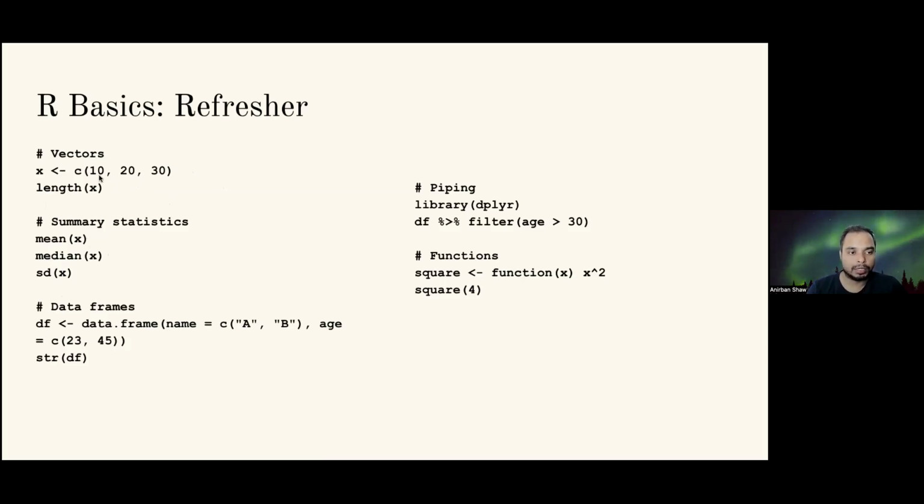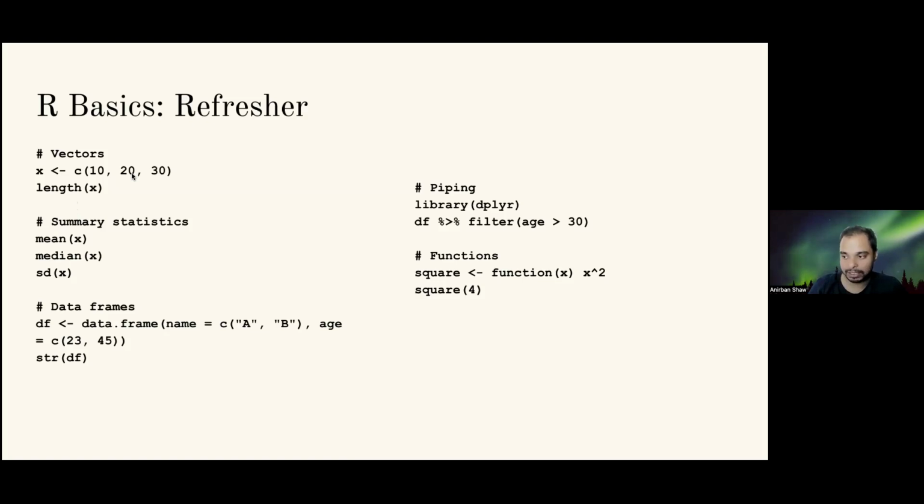Note here that everything is a function. C is a function. Length is a function. C takes what as input? It takes many atomic values. I think it's important that you know these terms. In R, they're called atomic values, which means it's one value. So 10 is an atomic value.